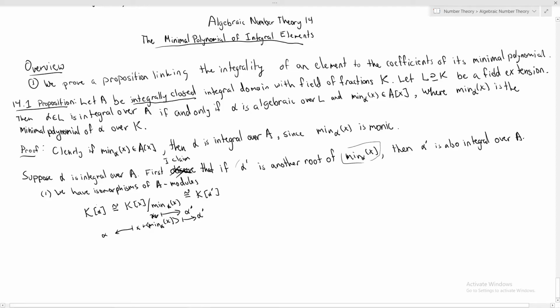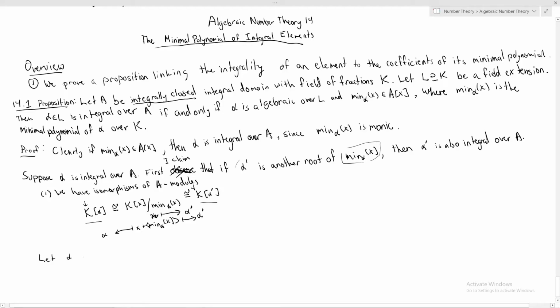I think so. The issue is here, right? So initially, I want to say, okay, this is finitely generated as A modules. Therefore, alpha and alpha prime are algebraic or integral. However, we run into a bit of an issue, right? Dedekind's criterion really needs these to be A's and not K's. I don't think we can circumvent that, so we need to be a little bit more clever with how we do this.